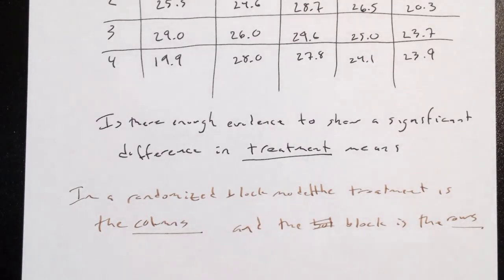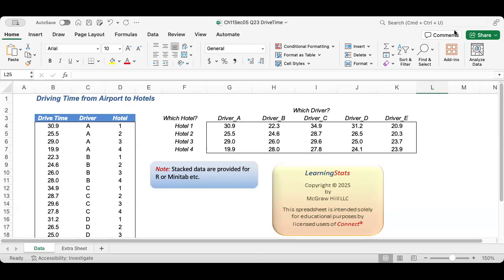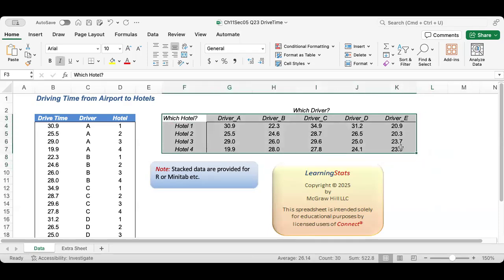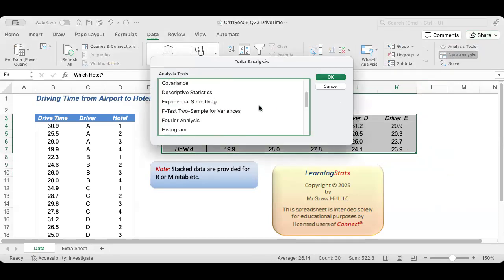This is question number 23 here. Okay, so there's my data set up exactly the same way as the table I was just looking at in its randomized block format here. So with that data, I'm going to run my ANOVA. I go to the data tab, data analysis, and I pull up two-factor without replication, because there's only one data for each combination of row and column.